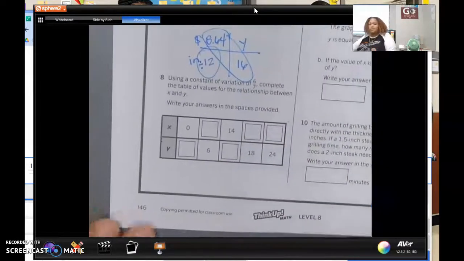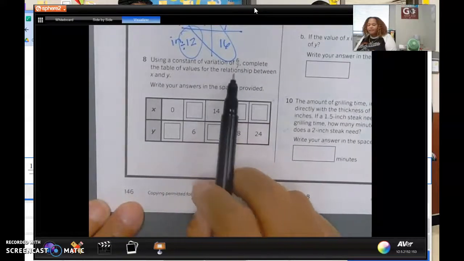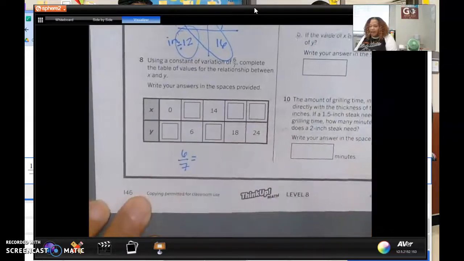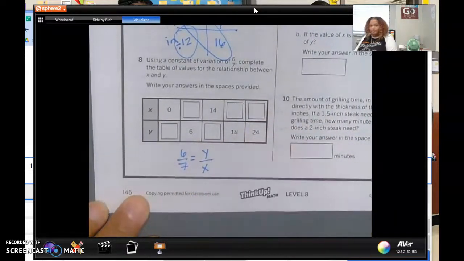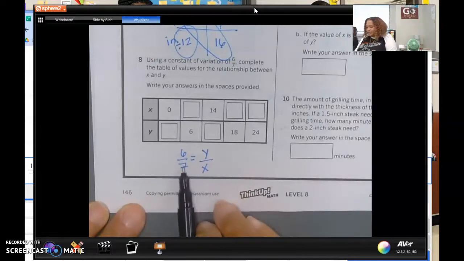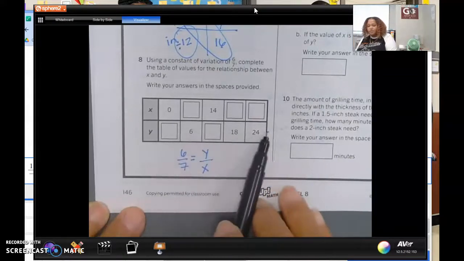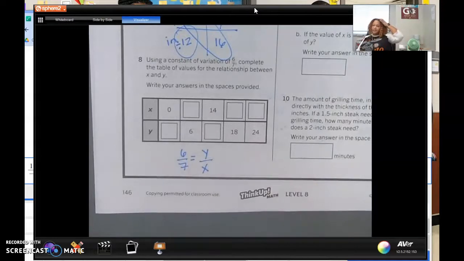Number 8. Using a constant of variation of 6/7. Remember, 6/7 is the same as y over x. Complete the table values of the relationship between y and x. So where your y is 6, you need to put a 7 there, and then follow the patterns. All of these are multiples of 6. All of these are multiples of 7.